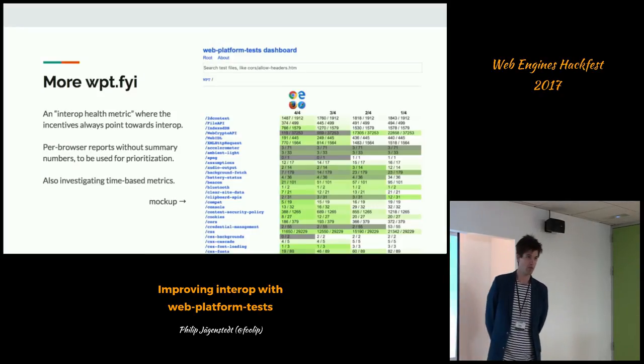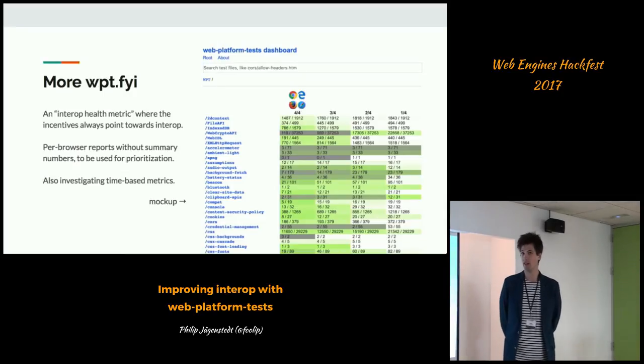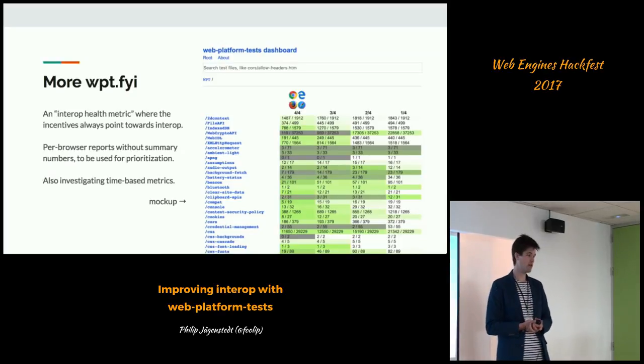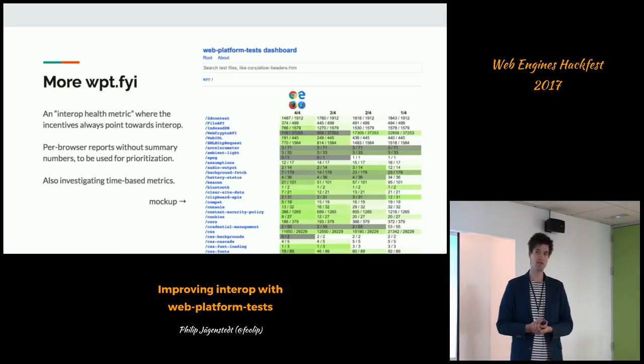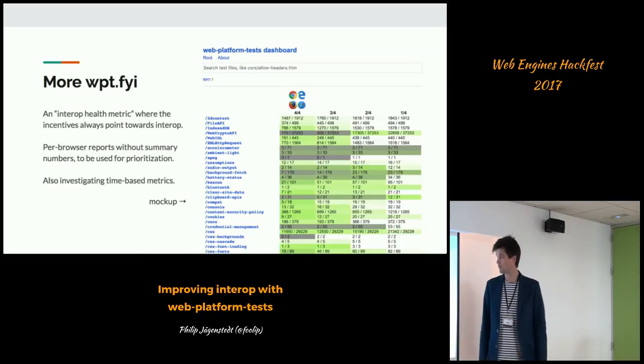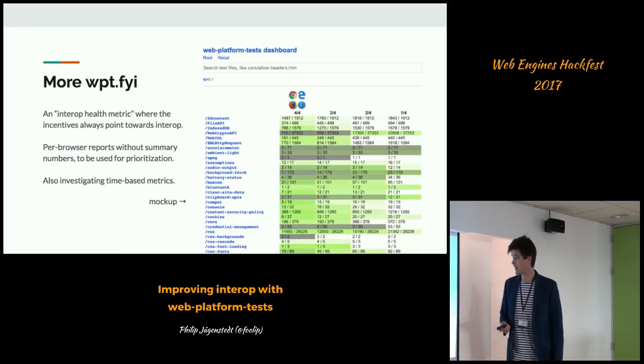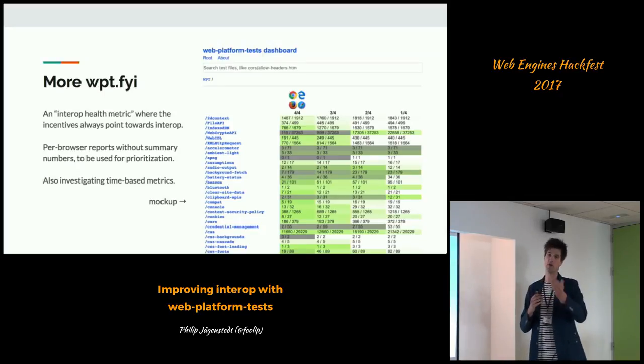When I showed the dashboard before, maybe you got a bit nervous about the numbers there and the presentation. Many people are nervous about the gamification risks of web platform tests, because there have been quite a few negative experiences with, I think in particular, performance benchmarks that have created perverse incentives for ECMAScript engines, and have caused implementations to overfit for benchmarks and do stuff that's not actually in the best interest of the web platform. And there is a similar risk with web platform tests if the dashboard gets popular enough. So we're going to change the default presentation to something where the incentives are always pointing in the direction of interop.